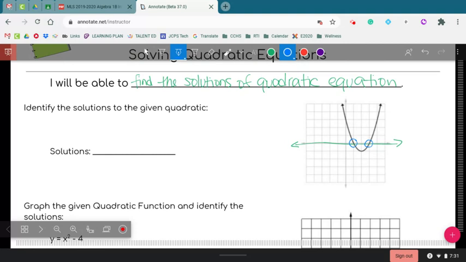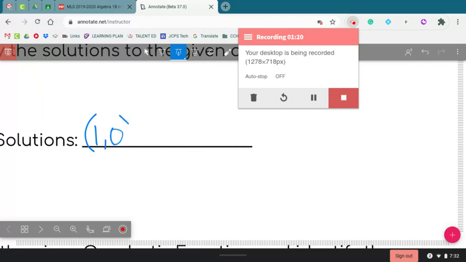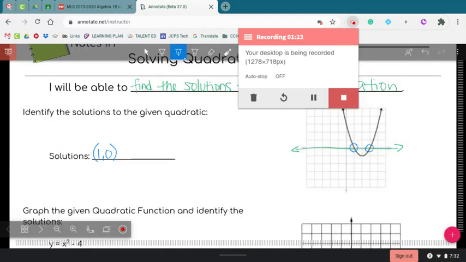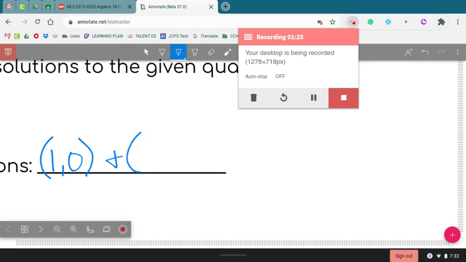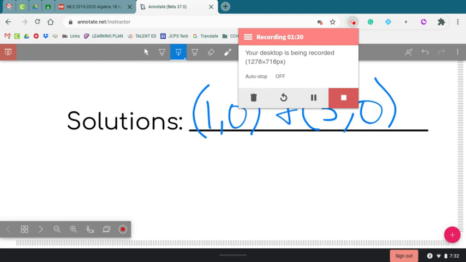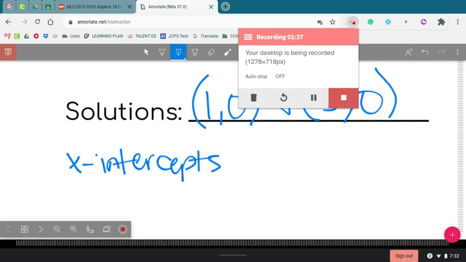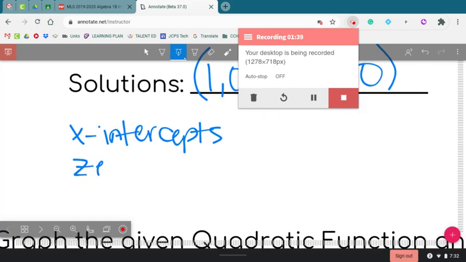So our two solutions, whenever we have them, we are going to write them as ordered pairs. So we have (1, 0) because it's our x, and then we have (3, 0). So those are our two solutions. So another way to think about our solutions, they are x-intercepts, or sometimes they are called our zeros. So there's a couple different ways you can do that.